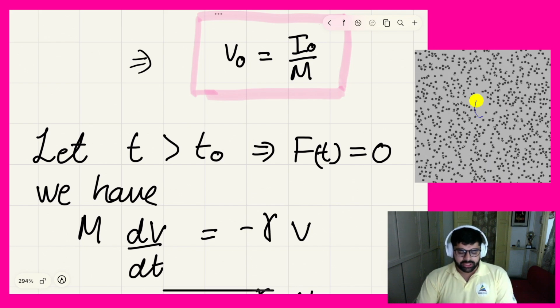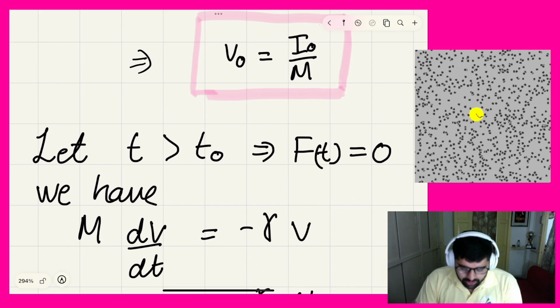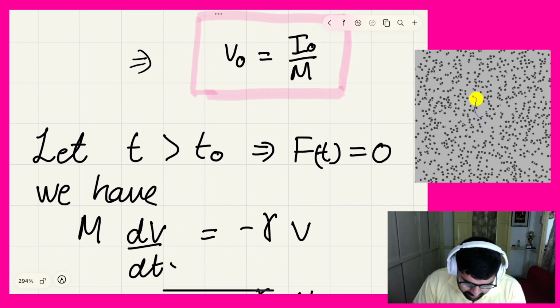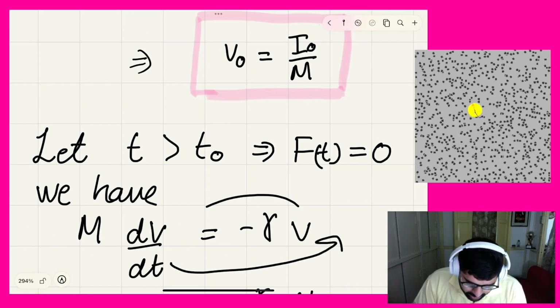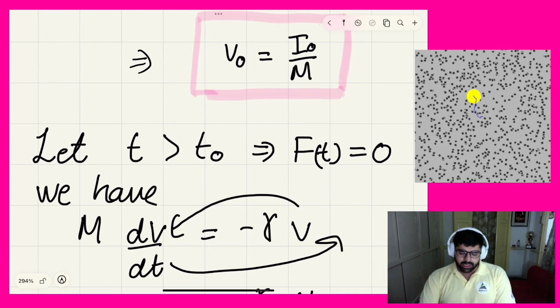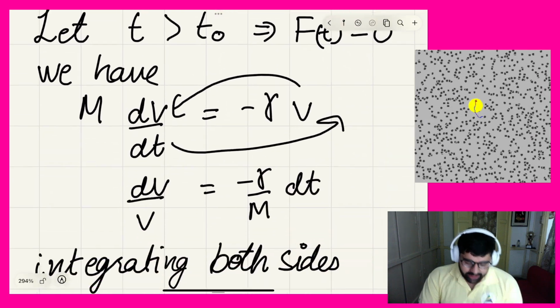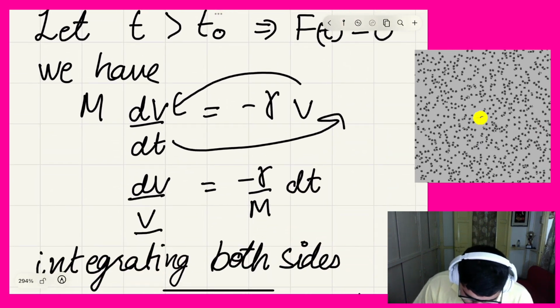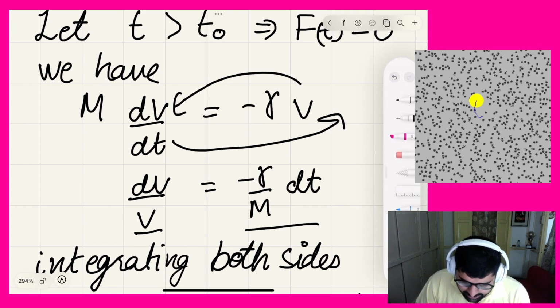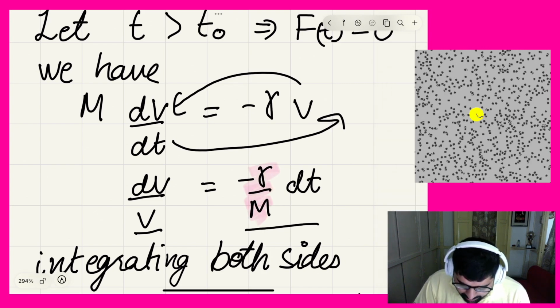We have the equation m dv/dt is equal to minus gamma v. We use the separation of variables to put functions of v on one side and functions of t on the other side. We get dv by v is equal to minus gamma by m dt.